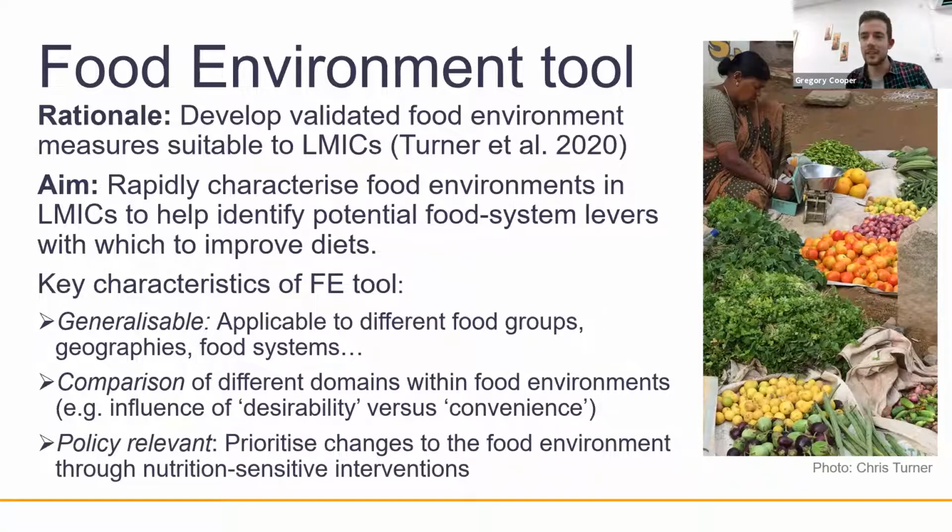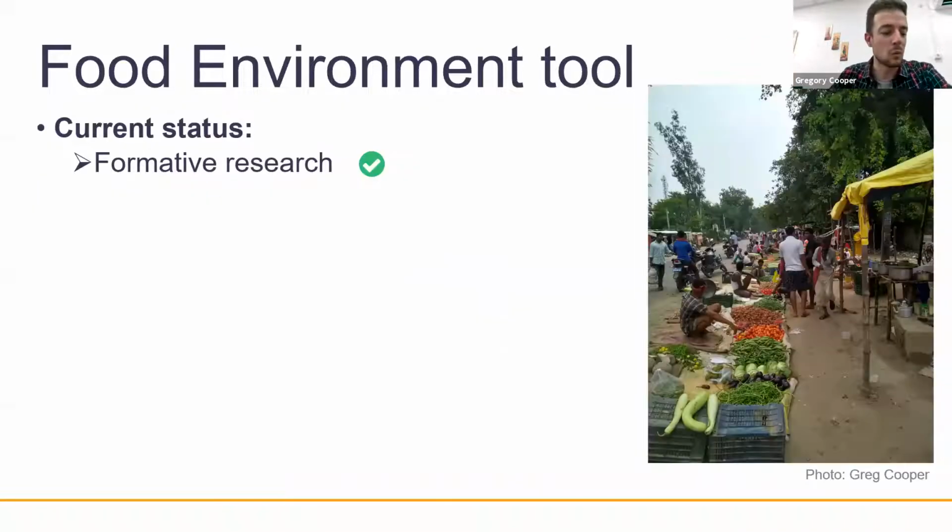And then we hope that these findings, once we've actually done the food environment tool and the data collection, will be useful for policymakers to prioritize different interventions, to decide where to intervene within the food environment. Do we need to make our markets safer for mothers to access? Do we need to improve food safety and hygiene standards, for example? So where are we currently?